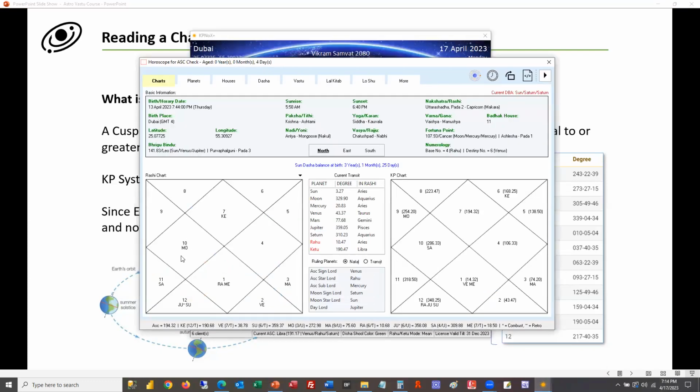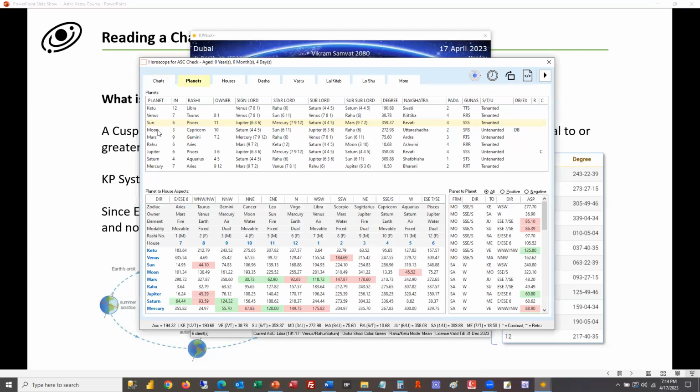See, for example, here it is in the 4th house in Rashi. But if you actually look at the Moon, where is the Moon? The Moon is in the 3rd house in Capricorn. That is how you will read this. This is the way you need to read the chart. This table is for reference. You can always refer to this.